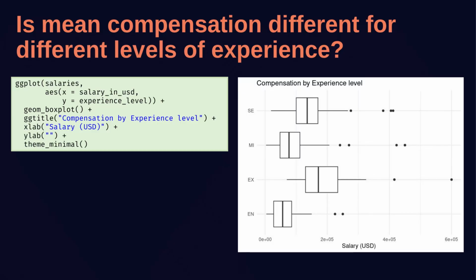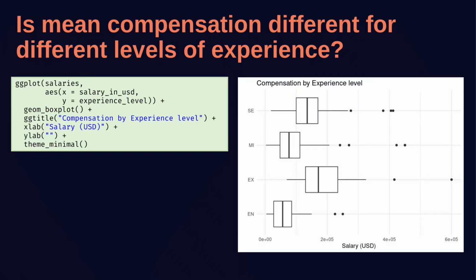Suppose we want to find out whether the mean annual compensation varies across different levels of experience. The first step is to visualize the distribution using box plots. ggplot's geom_boxplot function works well for this. We'll place salary in USD on the x-axis and experience level on the y-axis using the salaries dataset. From the plot, we can see that the executives earn higher compensation than others.